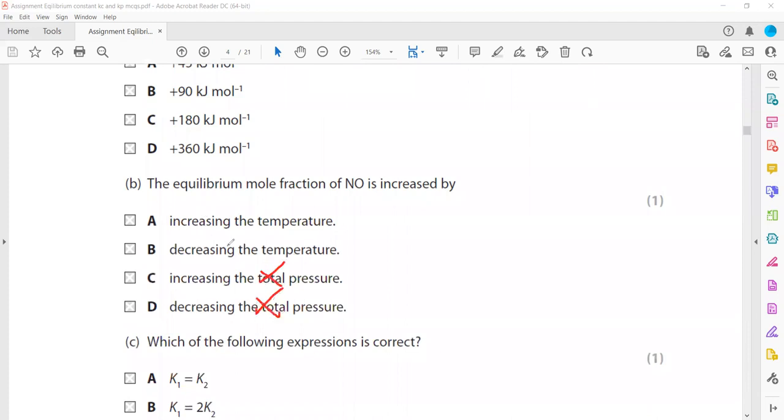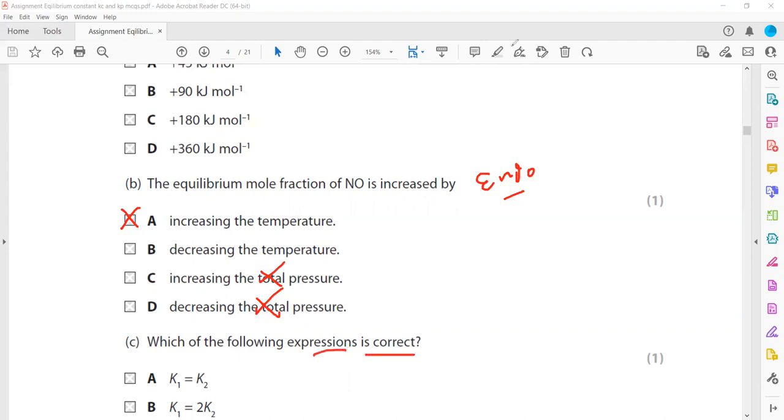So we either increase or decrease the temperature. But because the reaction is endothermic, as mentioned in the beginning, the enthalpy change was plus 180. For an endothermic reaction, the equilibrium is shifted towards the right hand side if you increase the temperature, which will favor the forward reaction. Then, which of the following expressions is correct?